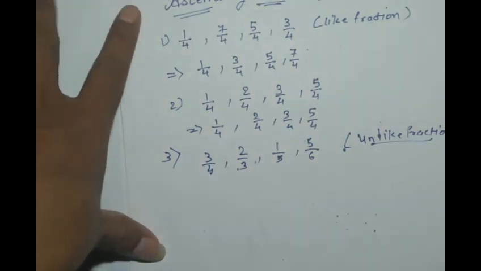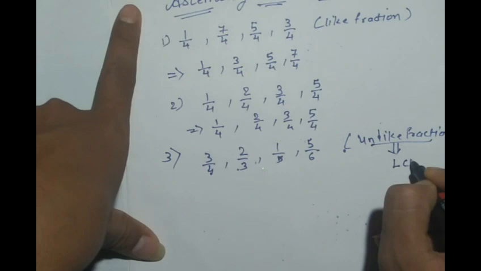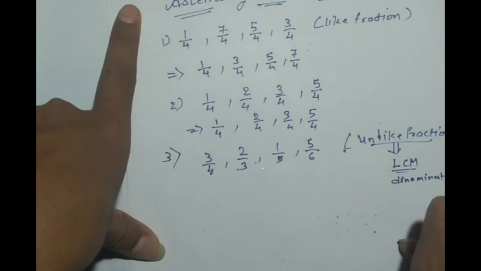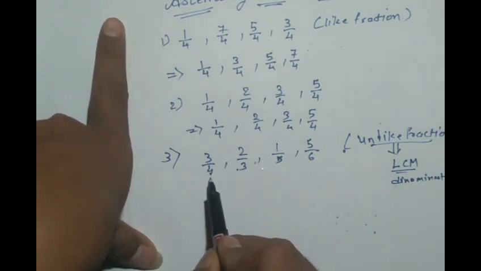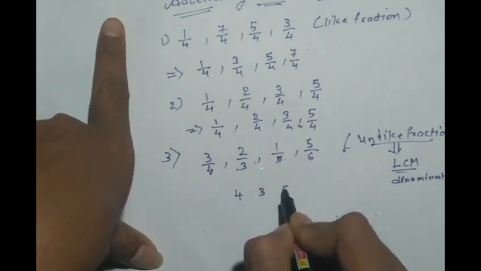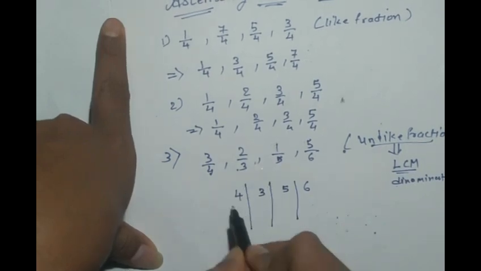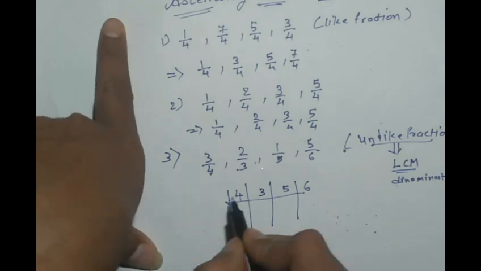So to find the ascending order of unlike fractions, first of all we have to find the LCM of the denominators. Which are the denominators here in the fractions? 4, 3, 5 and 6. We have to take the LCM of all these denominators. Let's find out its LCM.